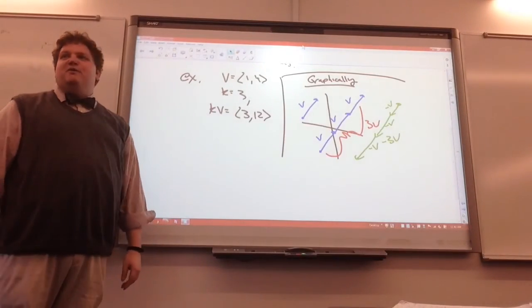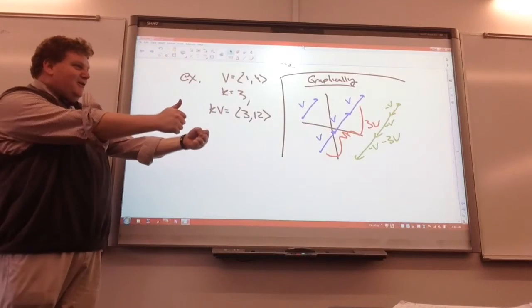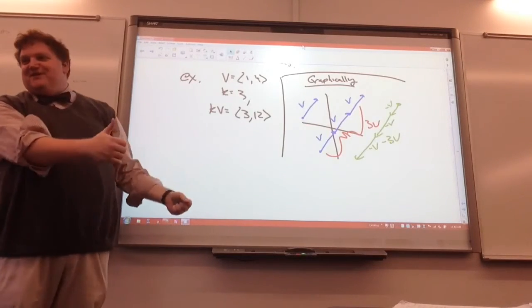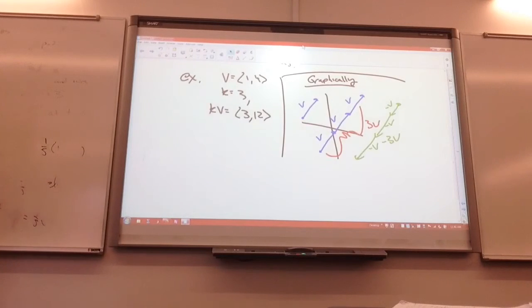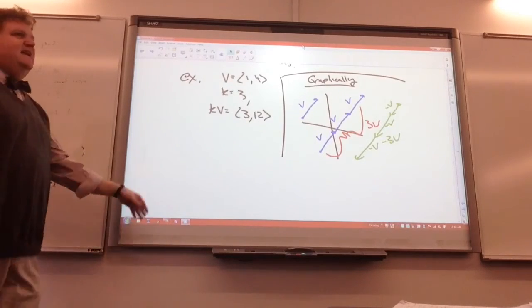Has anybody ever driven a car with bad alignment? You're pointing the car one way, but the alignment's pushing it the other way, so you veer off. That's basically the addition of two vectors. Anyway, that's how these things work.